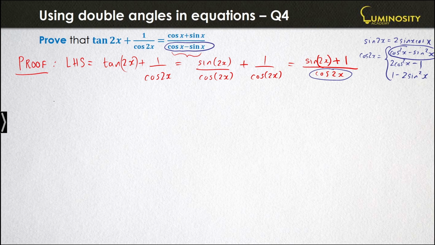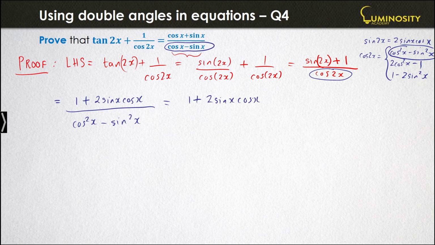So this is going to equal 1 plus, and then sine 2x I'm going to write as 2 sine x cos x. Then at the bottom, cos 2x I'm going to write as cos squared x minus sine squared x. Awesome. But we don't want cos squared x minus sine squared x, we want cos x minus sine x. So I can carry on simplifying that denominator as follows. It's a difference of 2 squares, so it'll be cos x minus sine x times cos x plus sine x. That's the difference of 2 squares.